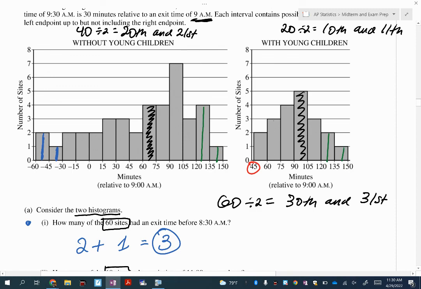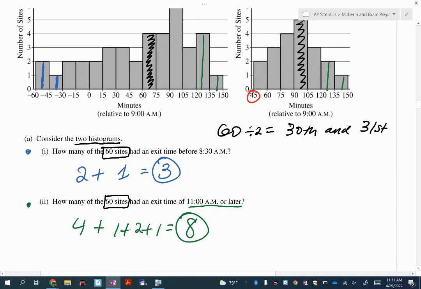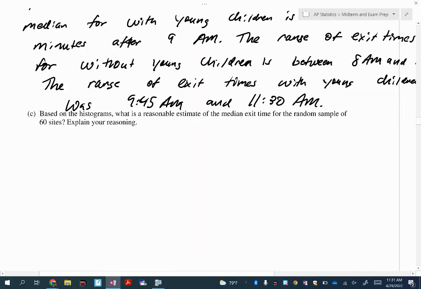60 to 75 right here, 23 plus 3 is 26. Then the 75 to 90 is going to be 26 plus 4 is 30. There's my 30th number in between 75 and 90. Then back over here, 75 to 90 would be 30 plus 4 is 34. So the 30th and the 31st is going to be between 75 and 90.